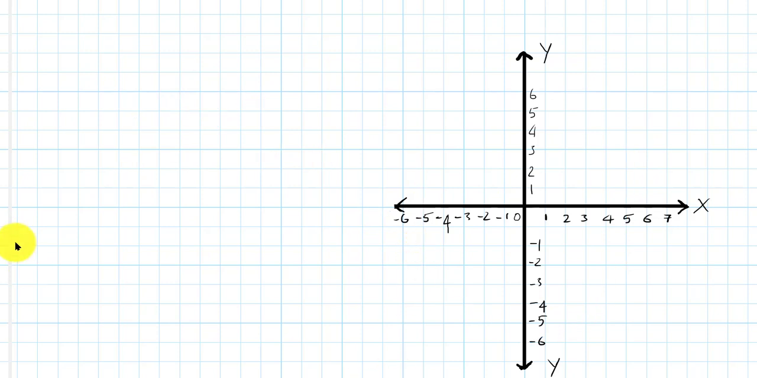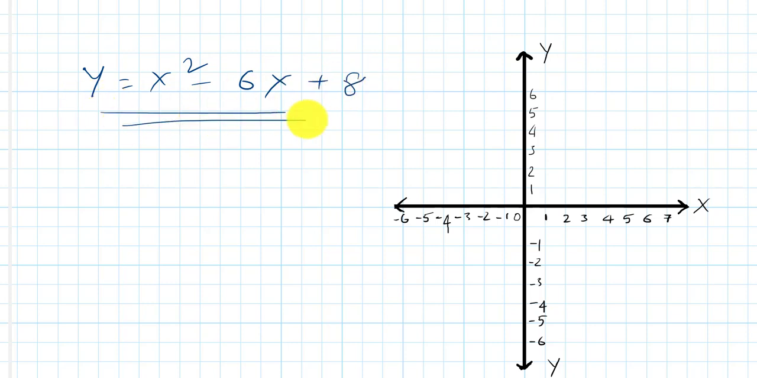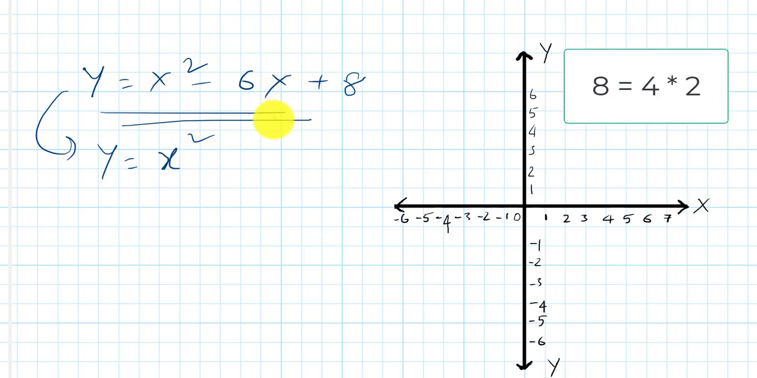Okay, so let's see another sum. So guys, this sum is y is equal to x square minus 6x plus 8. So how do we do these types of sums? This type of sum is very easy, friends. Just take y is equal to x square minus 6x plus 8, we know how to do this type of sums. We need to find numbers whose product is 8 and sum is 6.